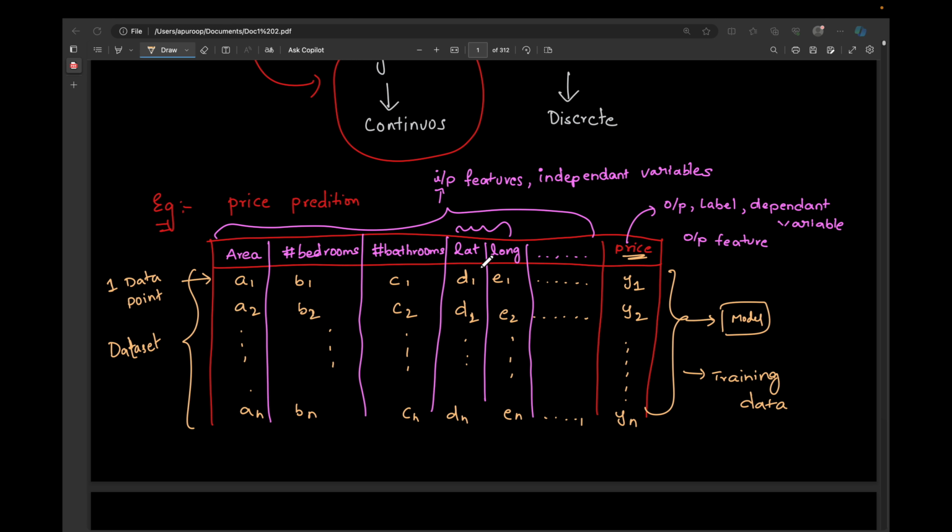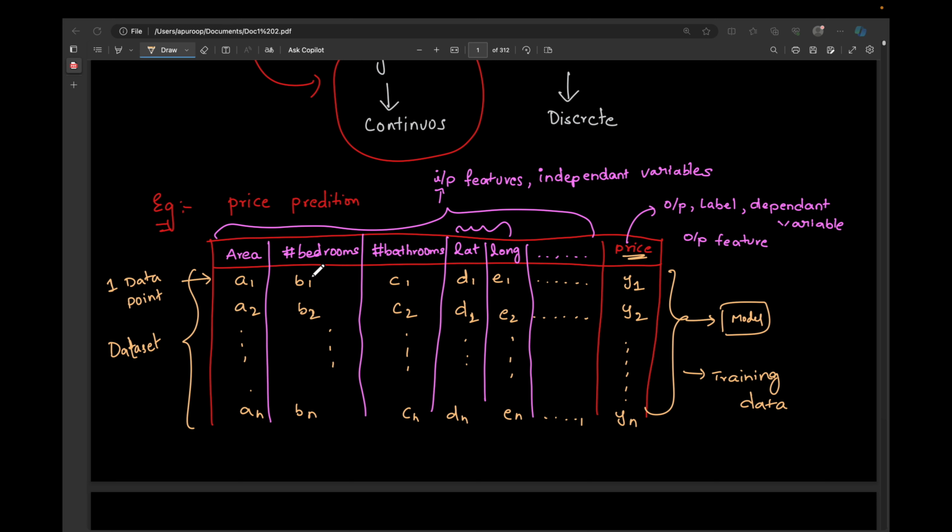So I hope these terms are clear for you. Okay. So we can call these as output, label, dependent variables, or output features. And similarly, we can call inputs as input features, independent variables. Like that, several notations will be there. Sometimes I'll be using one of those, so don't confuse with that.